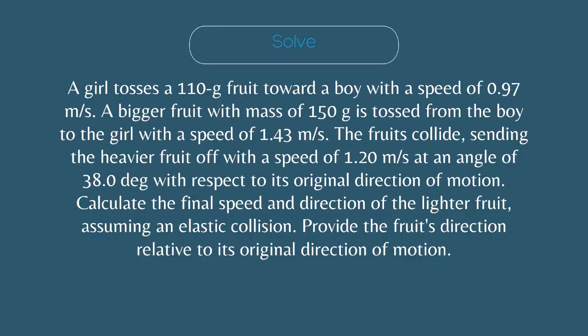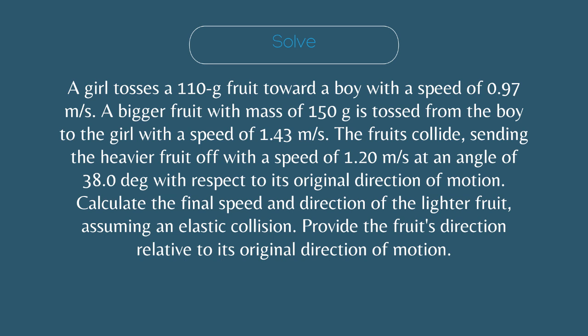In this video, we're gonna solve a problem involving collisions in two dimensions. So, determine po muna po natin ang ating problem. Example number 2. A girl tosses a 110-gram fruit towards a boy with a speed of 0.97 meters per second.